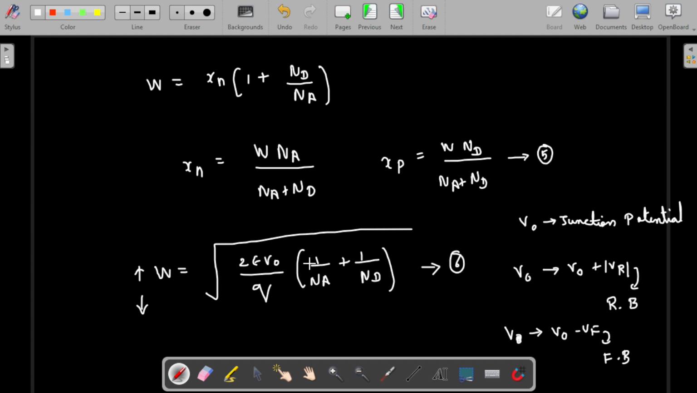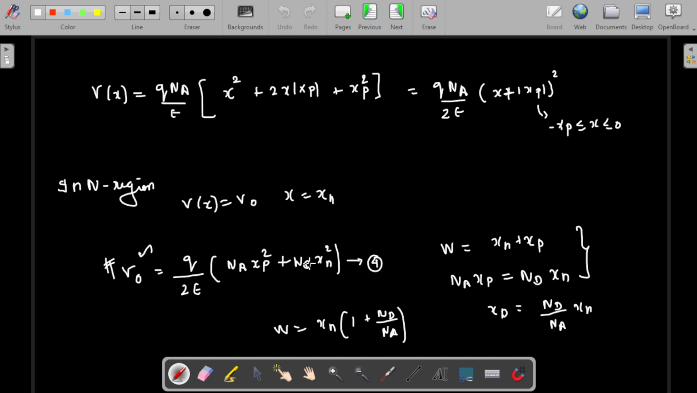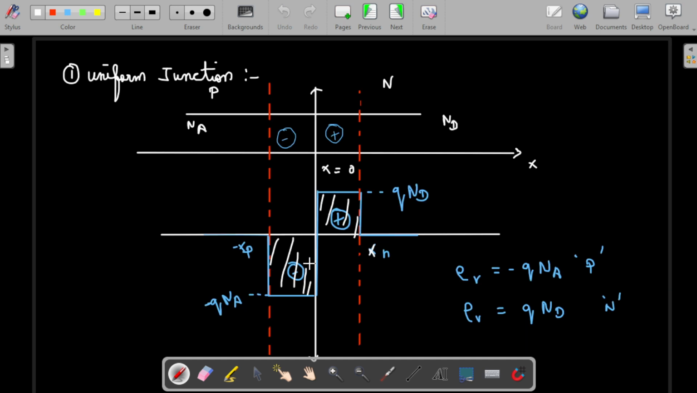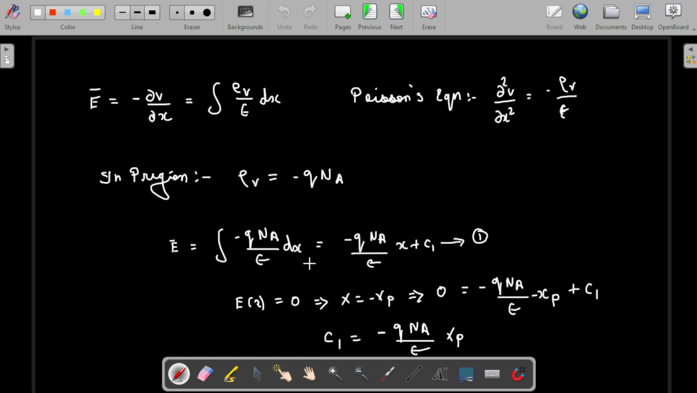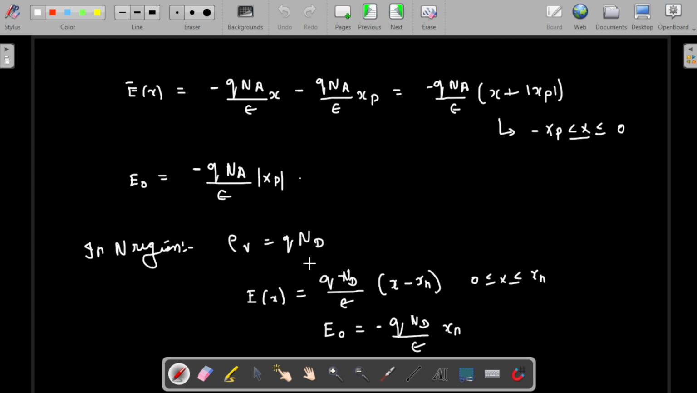So far we have seen in the linear junction how the electric field and voltage can be calculated. From Poisson's equation we took the identity that rho v is equal to minus q times the potential, from where the electric field can be found by integration of dou v divided by epsilon dx. Once we substitute and integrate with the constant values, we will be able to get the electric field in the p and n regions. I hope that is understood.